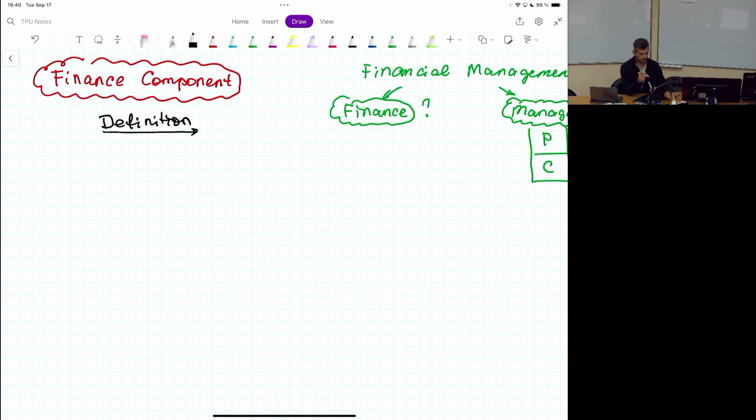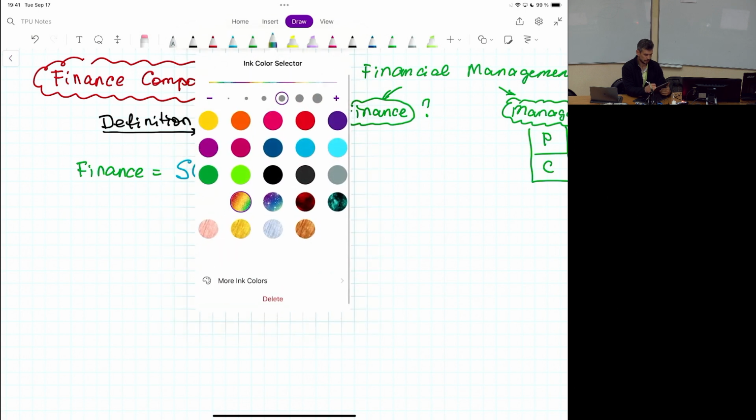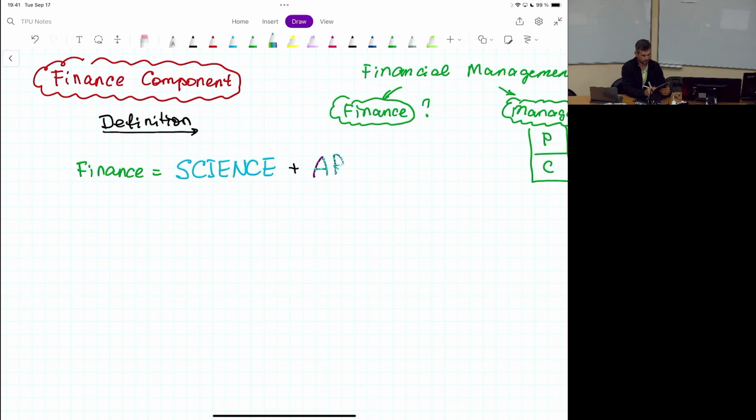I like the definition that was given by Lawrence Gitman. I think Paulina was reading about it, and so I want to highlight it. That finance is the science plus, and I have a special color for this, art of managing money. The science and art of managing money. I like it, it's short, but it's full at the same time.